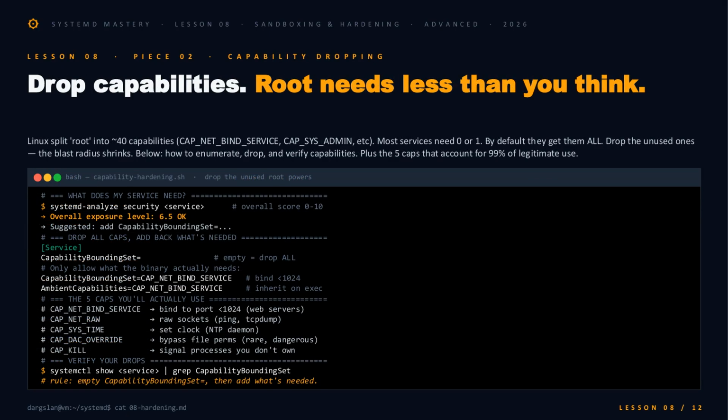On to family 2, capabilities. Linux shattered root into about 40 discrete powers, and here's the dirty secret. Most services need 0 or 1 of them, but by default, they inherit the entire set. The pattern is simple. Empty CapabilityBoundingSet to drop everything, then add back only what the binary truly needs, and realistically, 5 caps cover 99% of legitimate use. Bind to low ports, raw sockets, set the clock, override file perms, signal other users' processes. Everything else is just attacker convenience.